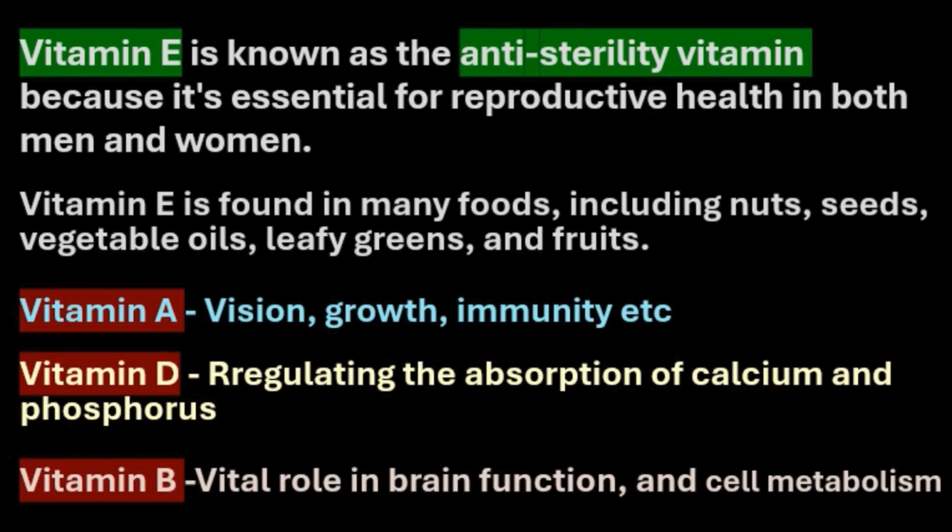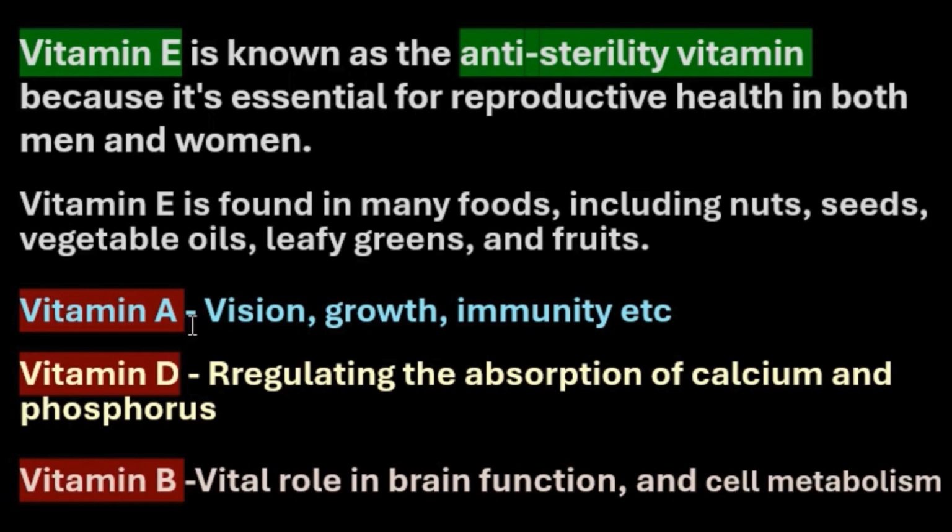Vitamin E is also known as anti-sterility vitamin because it is essential for the reproductive health in both men and women. So, vitamin E is anti-sterility vitamin. It is found in nuts, seeds, vegetable oil, leafy greens, fruits, etc.